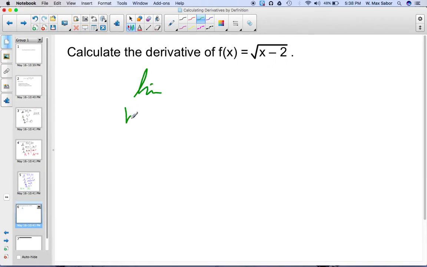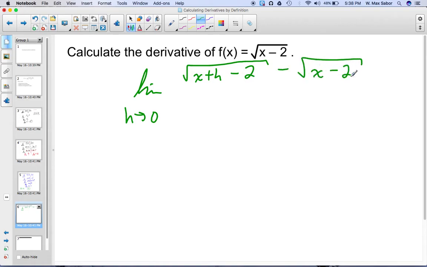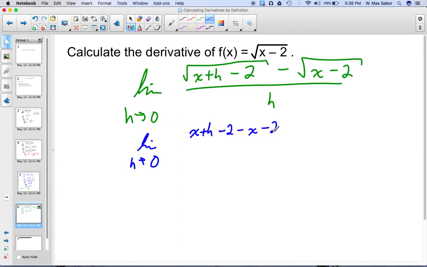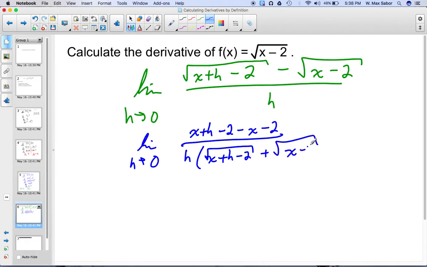So we have the limit as h approaches 0 of square root of x plus h minus 2 minus square root of x minus 2 over h. Now we can multiply by the conjugate in the numerator and denominator, which would give us x plus h minus 2 minus x minus 2 over h times the conjugate, square root of x plus h minus 2 plus square root of x minus 2. So the numerator, x's cancel, 2's cancel, and we're left with h.